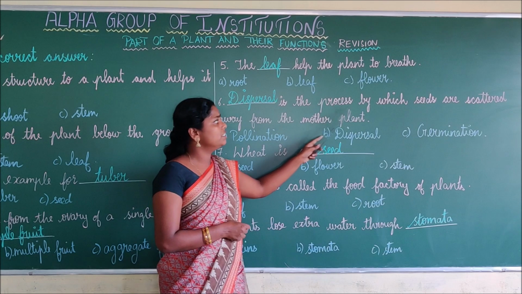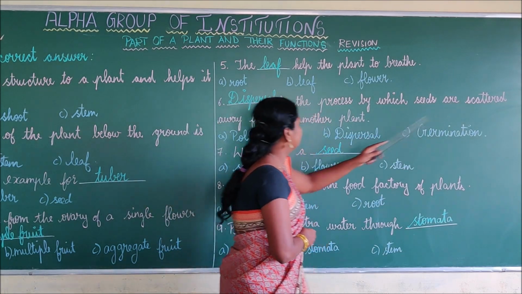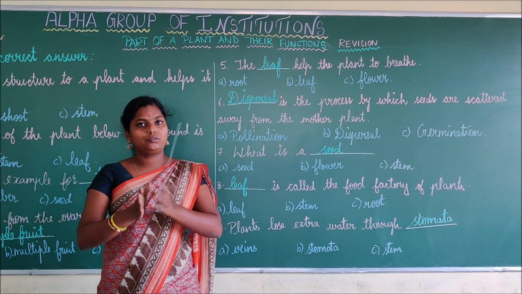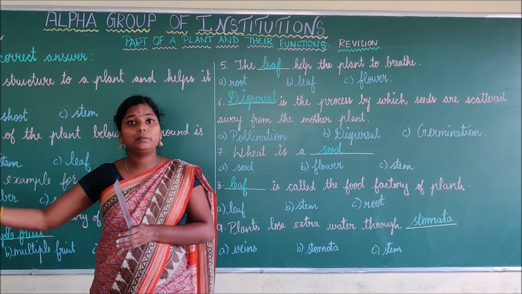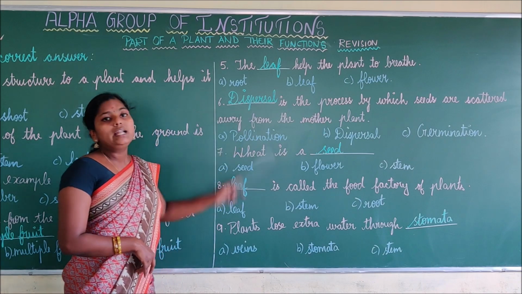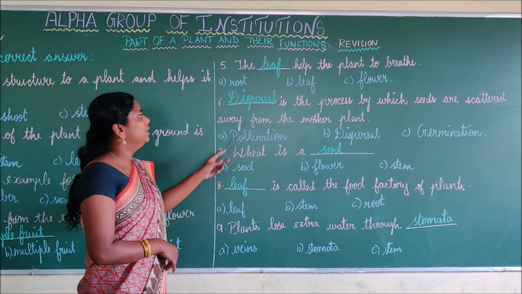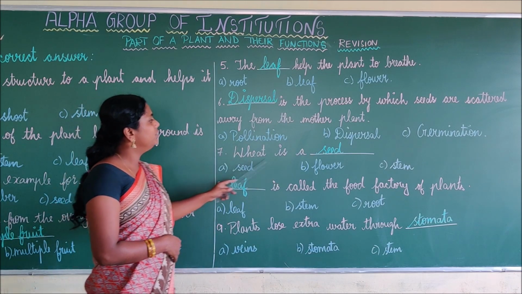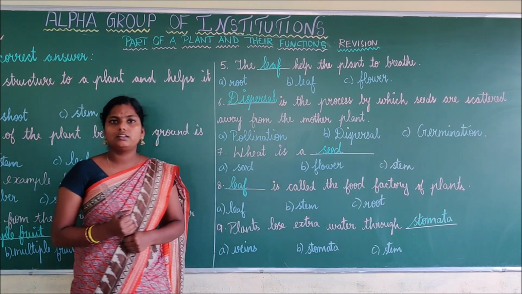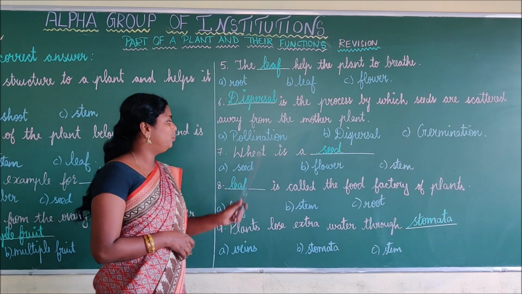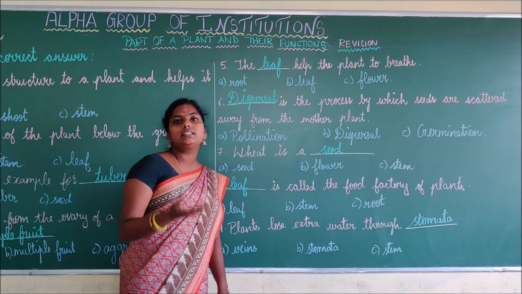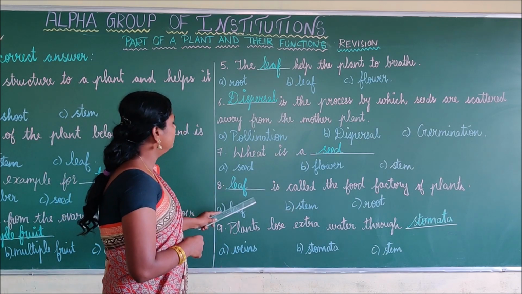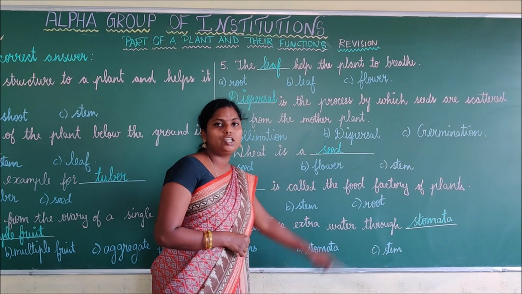Dash is the process by which seeds are scattered away from the mother plant. So what is the process of going from one plant to another place? Very good. It is called dispersal of seed. The next question, wheat is a dash. Is wheat a flower or a stem? No. Wheat is a seed. It is a seed type and we use it as food. Eighth one, dash is called the food factory of a plant.